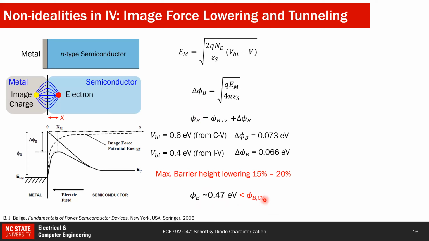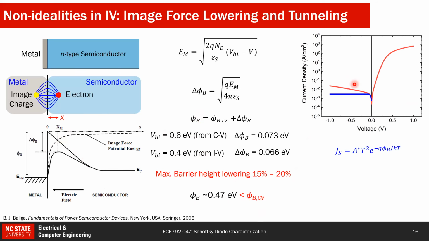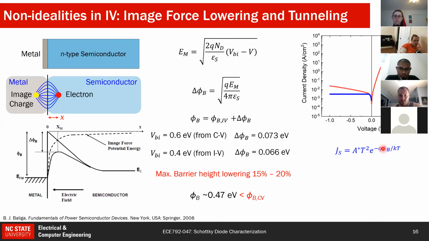So that we will see in the next slide why we see a higher barrier in CV. Another thing, because of this image force lowering, we have seen this IV in previous slides, that we can see from this equation that we had before. If I have a barrier height, let's say 0.5 or 0.6, then I should have a constant leakage such as this blue graph. I should not have leakage increasing, right? Because the equation doesn't show me any voltage dependence.